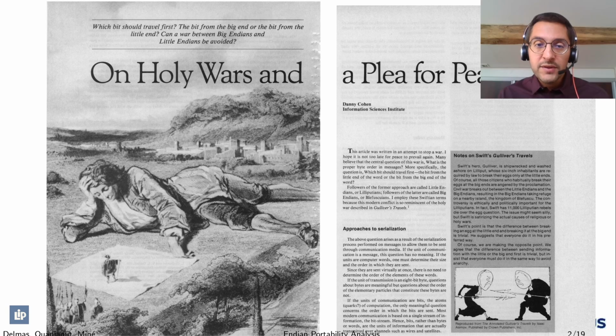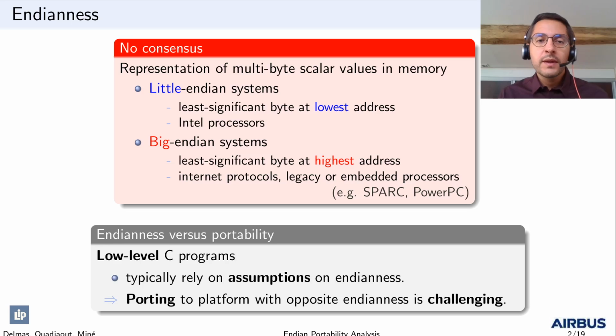Note that such conflicts might trigger religious wars, such as the civil war witnessed by Gulliver when traveling to the land of Lilliput. There, he met Little Endians who insisted that eggs should be broken at the little end and fought Big Endians who wanted to do the opposite.